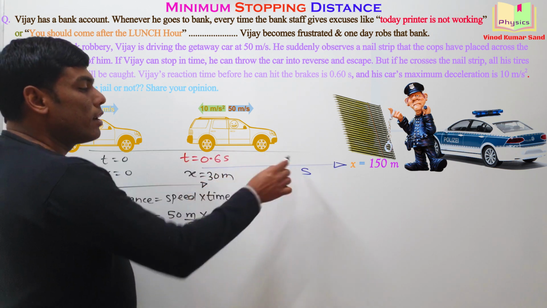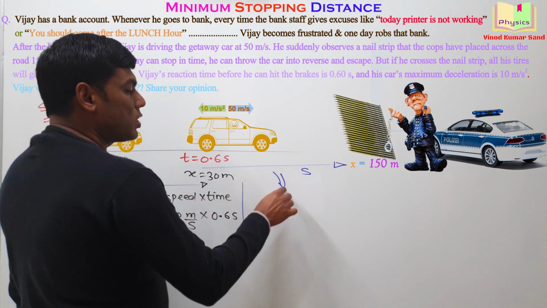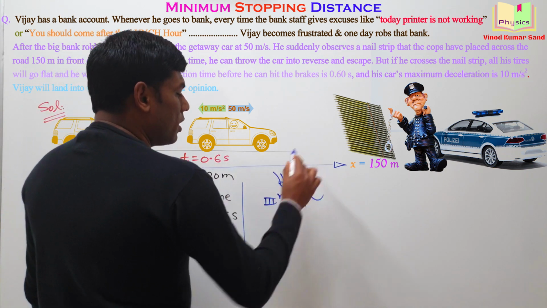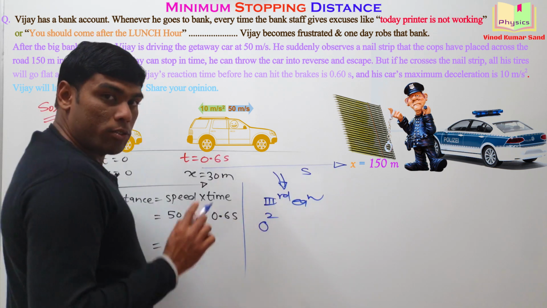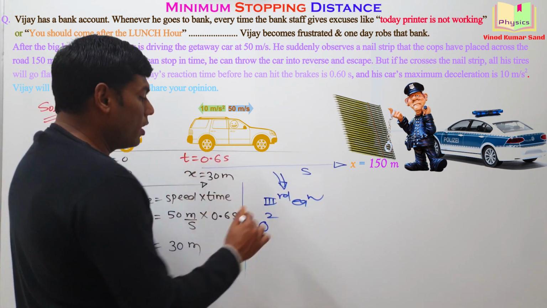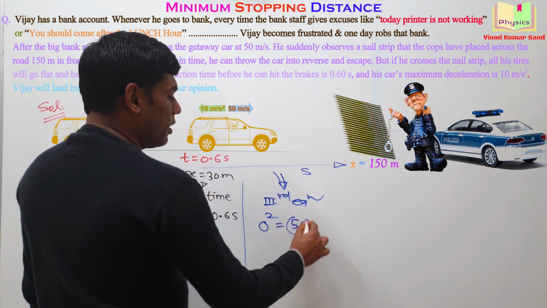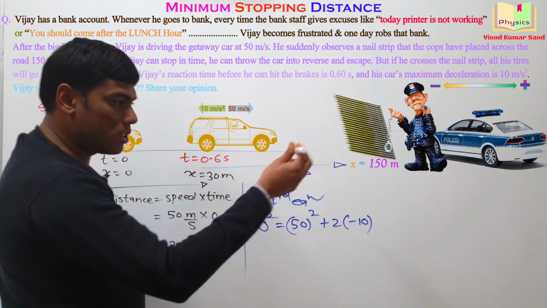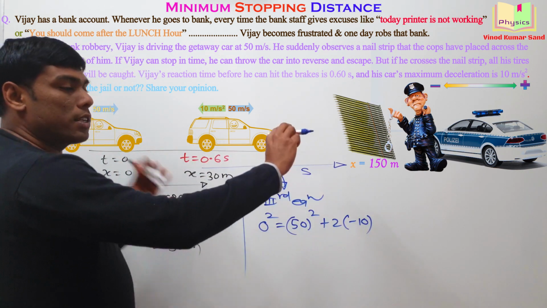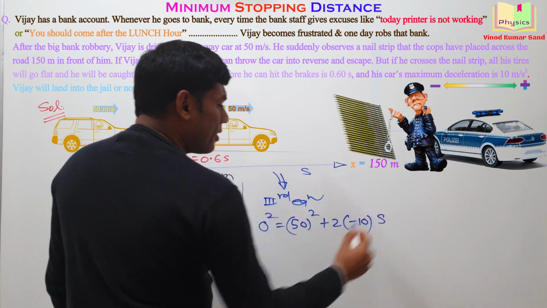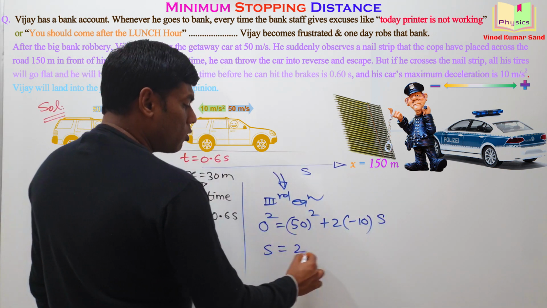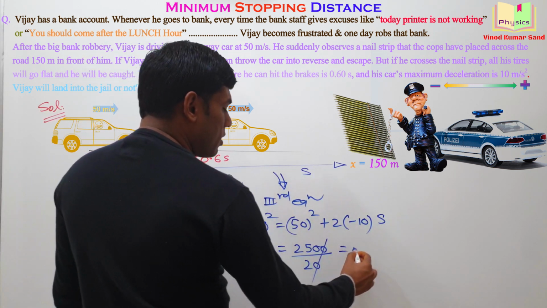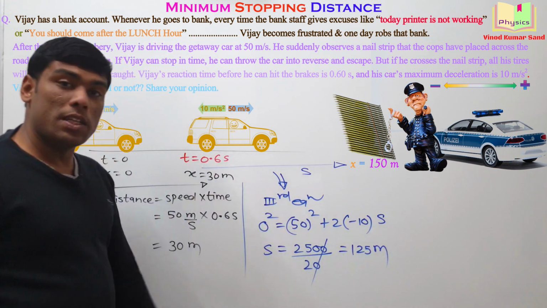For calculating this S, we can use which equation of motion? Simple, you know. We can use the third equation. So 0 square, the final speed of the car will become 0. The initial speed was 50. Plus 2 into acceleration, which is minus 10, because this direction has been taken positive, this has been taken as negative. Velocity and acceleration were opposite, and let's say this is S. So S comes out to be 2500 divided by 20, which gives you S is equal to 125 meter.